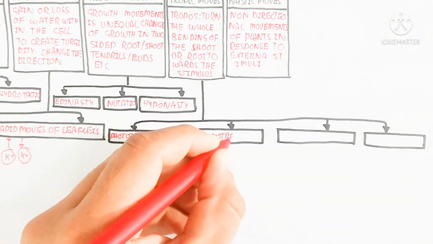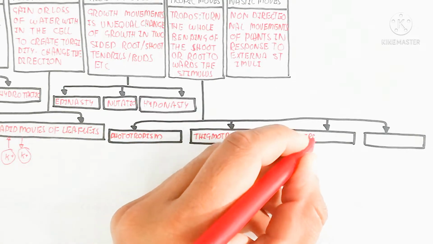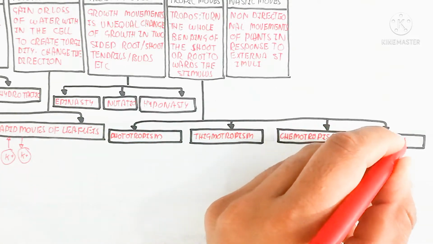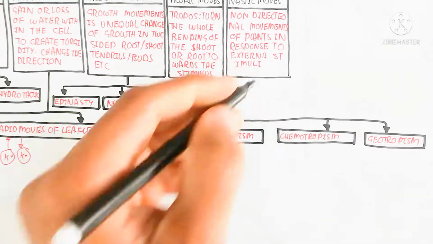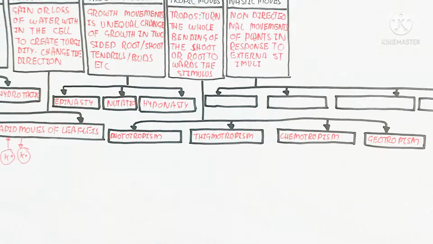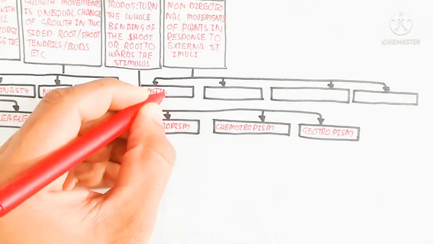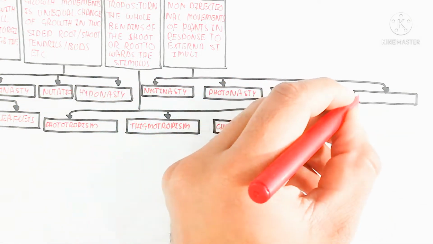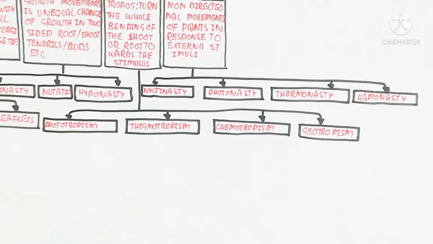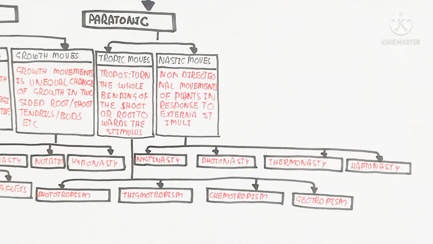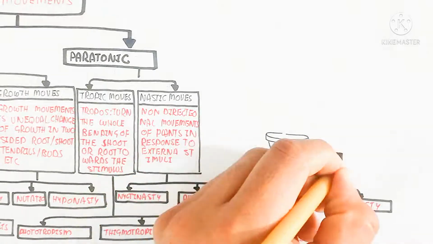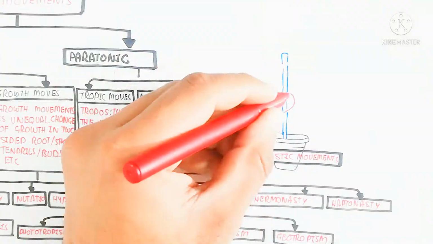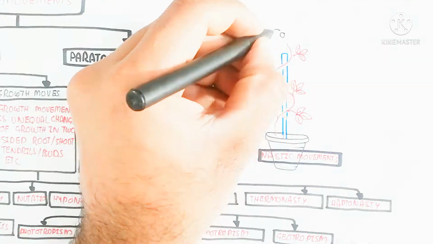Epinasty means the unequal growth in the upper part, and nastic nutation is the unequal growth of the lateral, and hyponasty means the downward movement. On the other hand, the tropic movement can be divided into phototropism, thigmotropism, chemotropism, and geotropism. And in the nastic movement, we can understand the nictinastic, photonastic, thermonastic, and haptonastic movements.